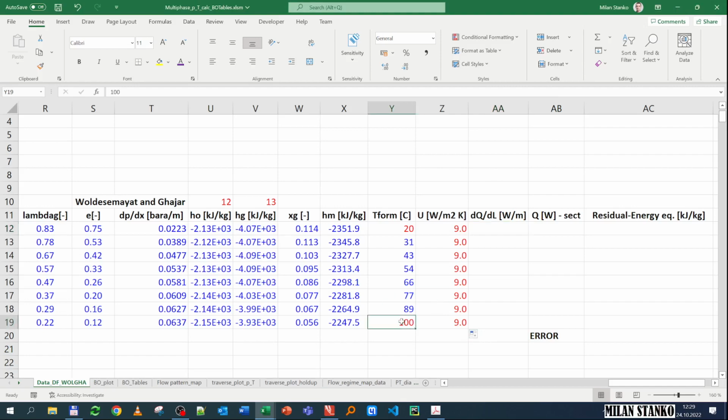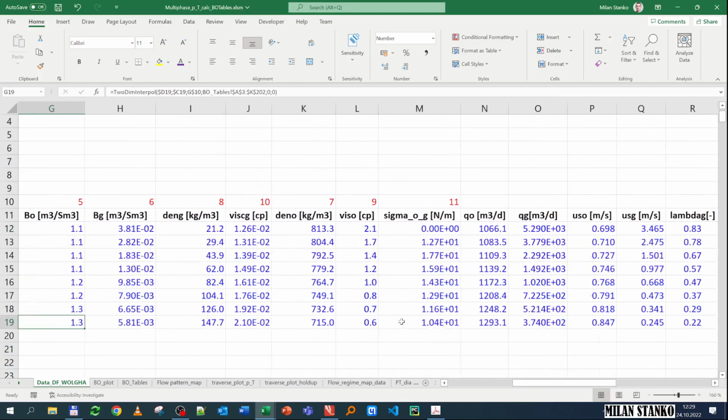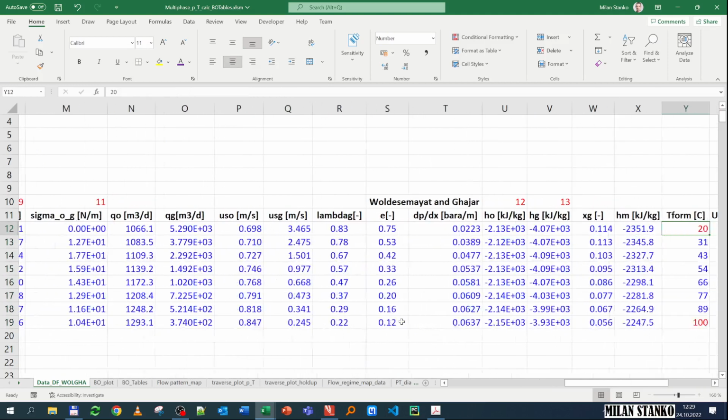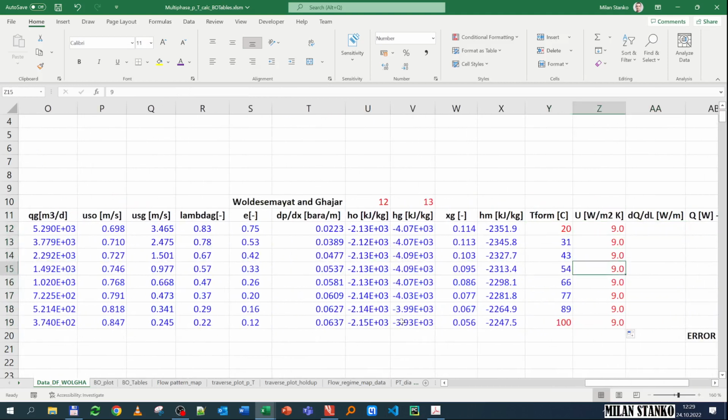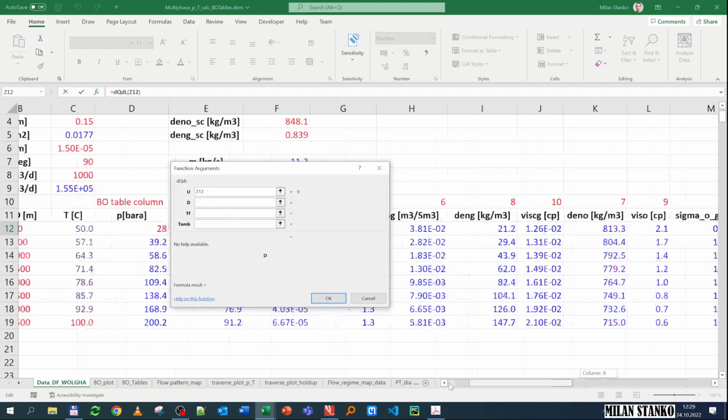In this case, according to the sign, it gives you 0 for the first point, but for all the subsequent points, this temperature is always greater, I think, than the temperature of the formation. So then we should have cooling, and then this dqdl should be negative, I think. Okay, so we have a U, and then we have the diameter. Diameter is someplace up here.